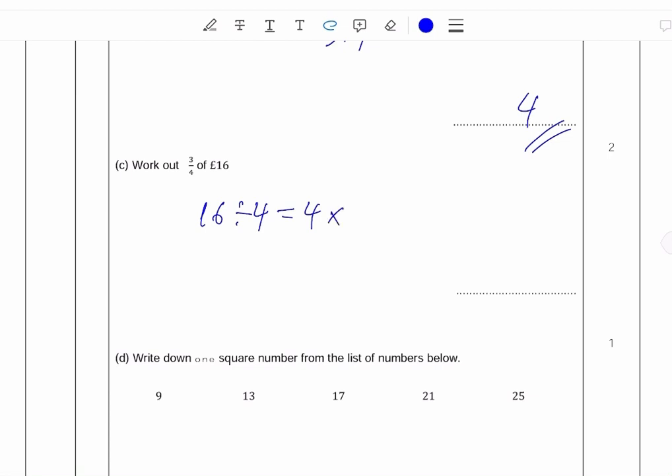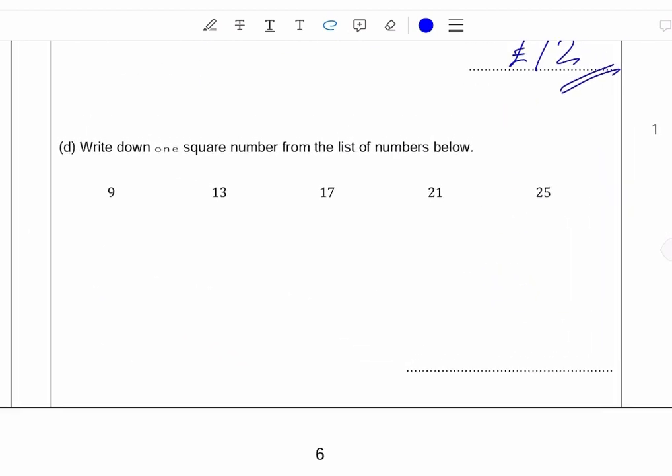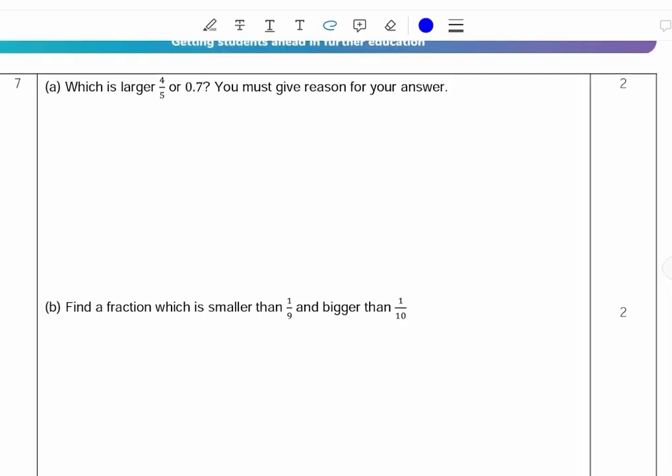And here we're finding 3/4 of 16. Divide by 4 first and times by 3. So 12. And let's find the square numbers. There are 2 of them. Just pick one, and that will be your answer.